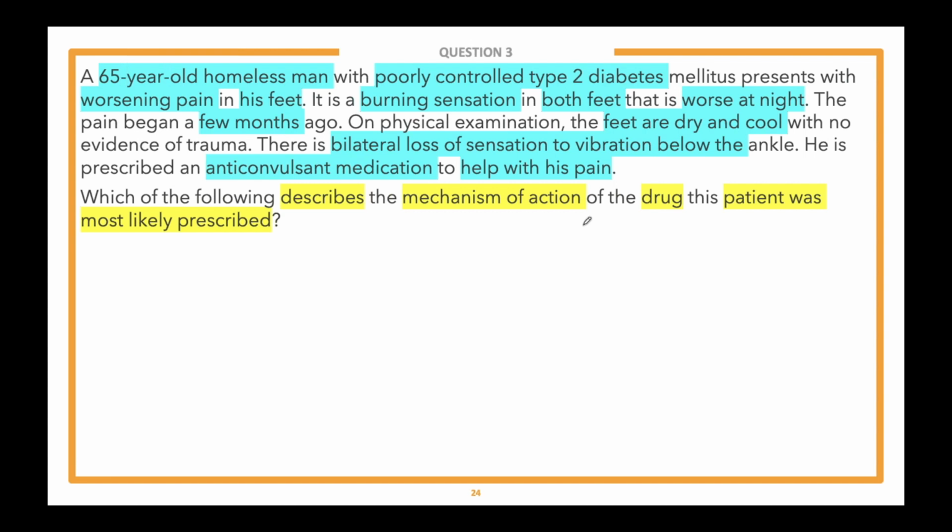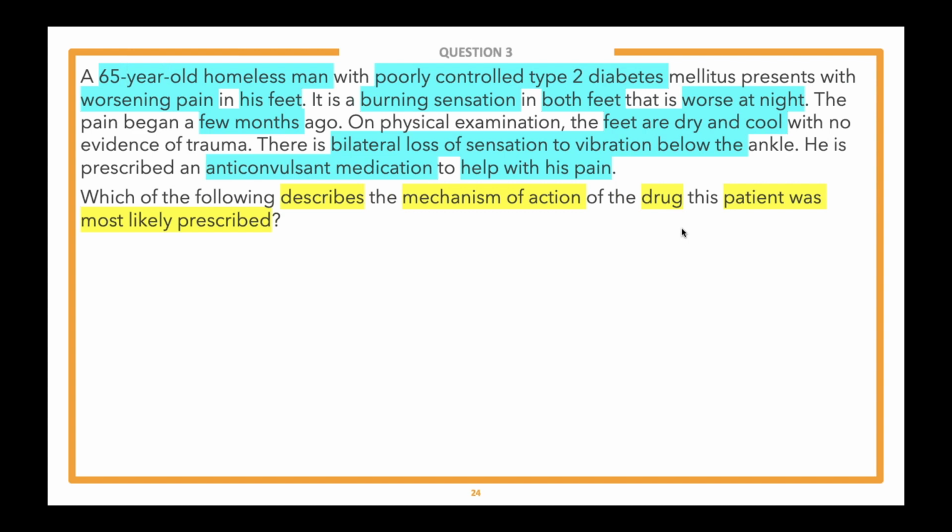This question, as Sean read, is asking you to describe the mechanism of action of the drug that the patient was most likely prescribed. So I think we've got a nice few steps here. One, we've got to figure out what's going on with this patient. What is a condition that he has that they're trying to treat? Two, what was the drug that he was prescribed? And three, what is the mechanism of action of that drug? So I think we've got a nice three-step question here.